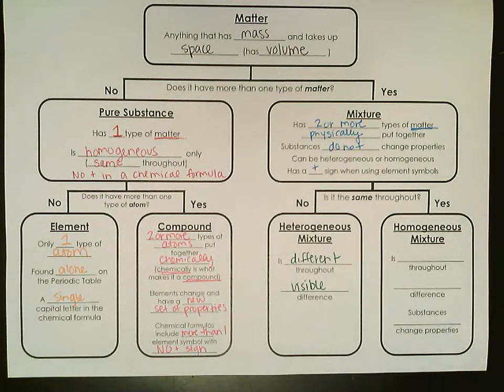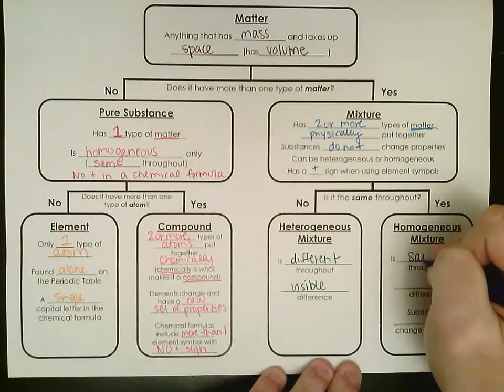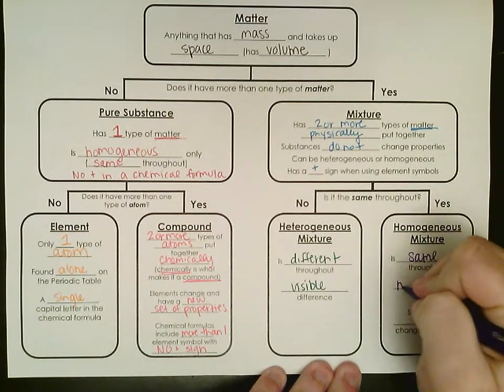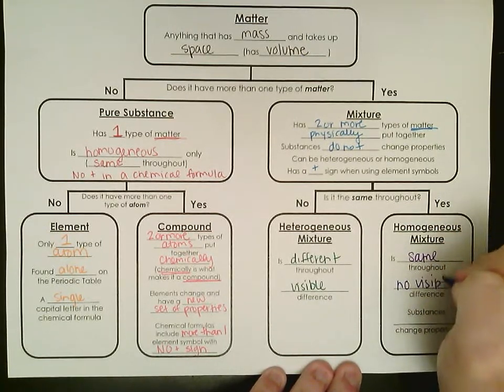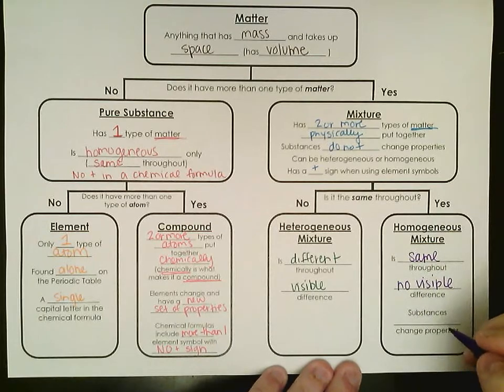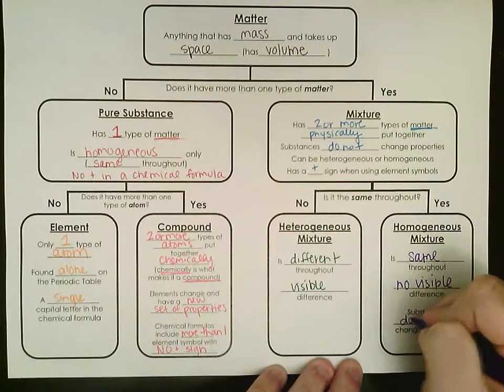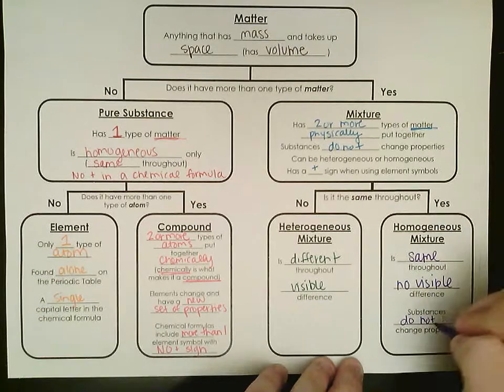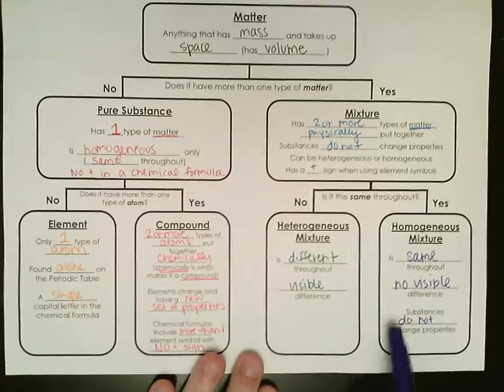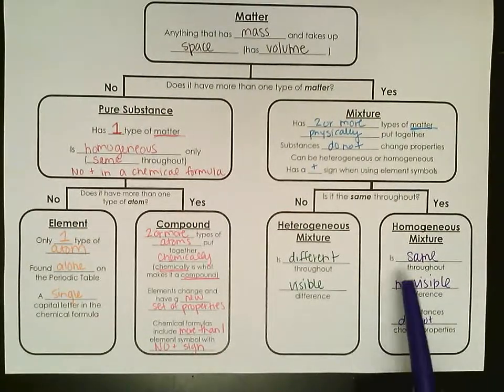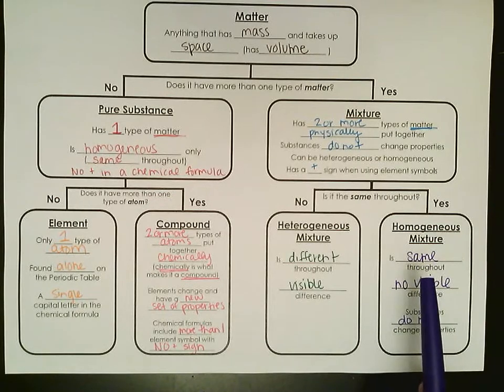Homogeneous is the same throughout, has no visible difference, and substances still do not change properties. Now, the reason I put this is we're going to talk about some things like Kool-Aid.